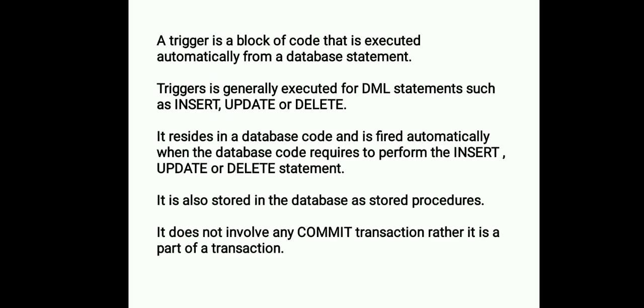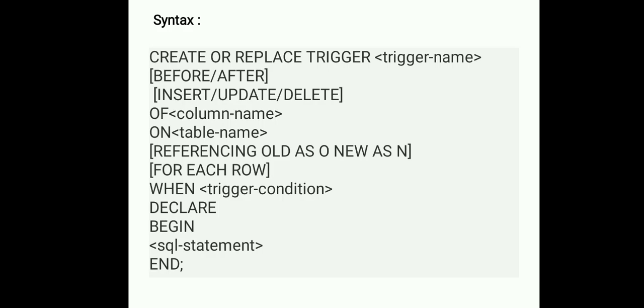This is more information about triggers. A trigger is a block of code that is executed automatically by a database statement. It is generally executed for DML statements such as insert, update, delete. It resides in the database and is fired automatically when the database code requires an insert, update or delete. It is also stored in the database like a stored procedure, and it does not involve any commit transaction. Rather, it is part of the transaction. You'll get to know it by looking at the example.